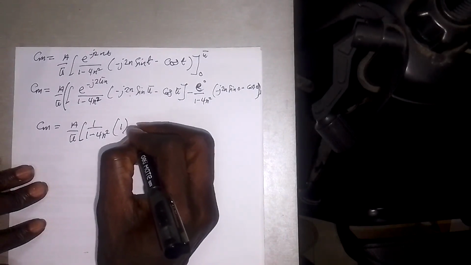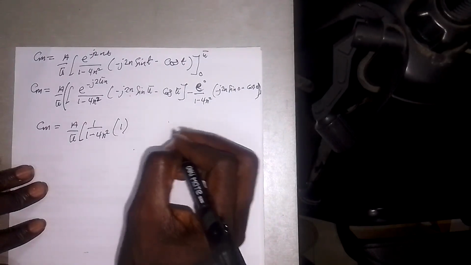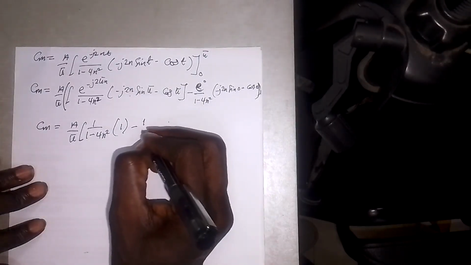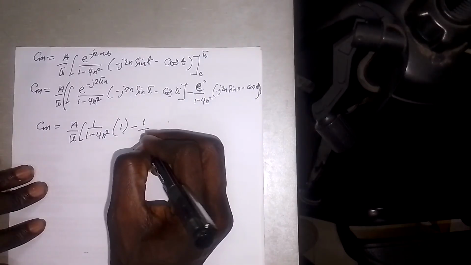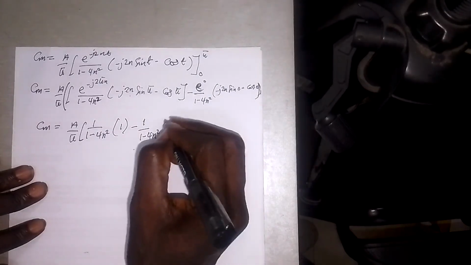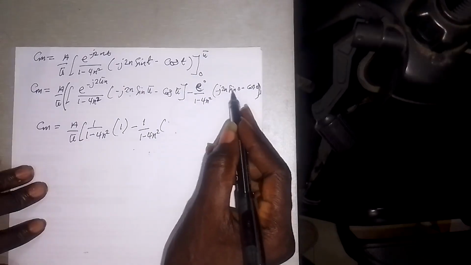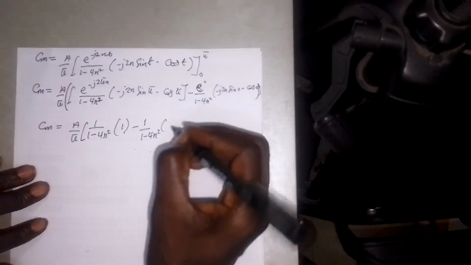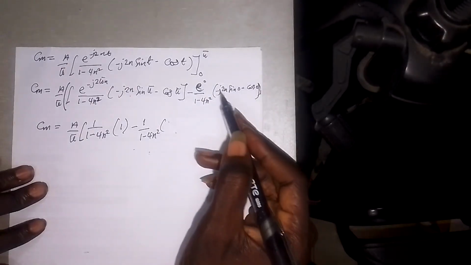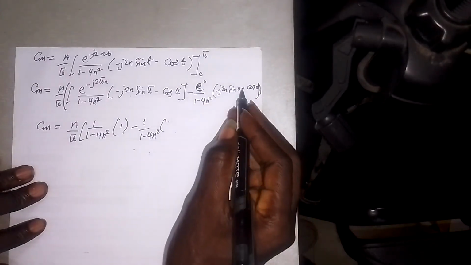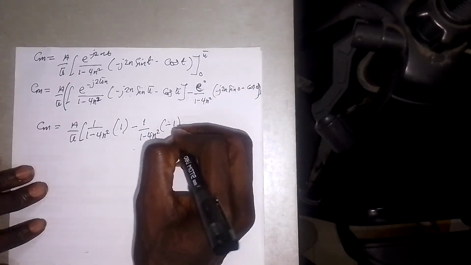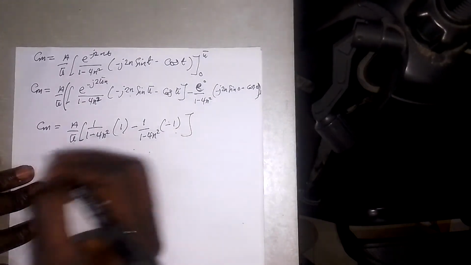Then minus this place. Here e exponent 0 is 1, minus 1 over 1 minus 4n squared, and then minus j sine 0. Sine 0 is always 0. And then what is cos 0? Cos 0 is always 1. Because of this minus, it becomes minus 1. So this is what I get.